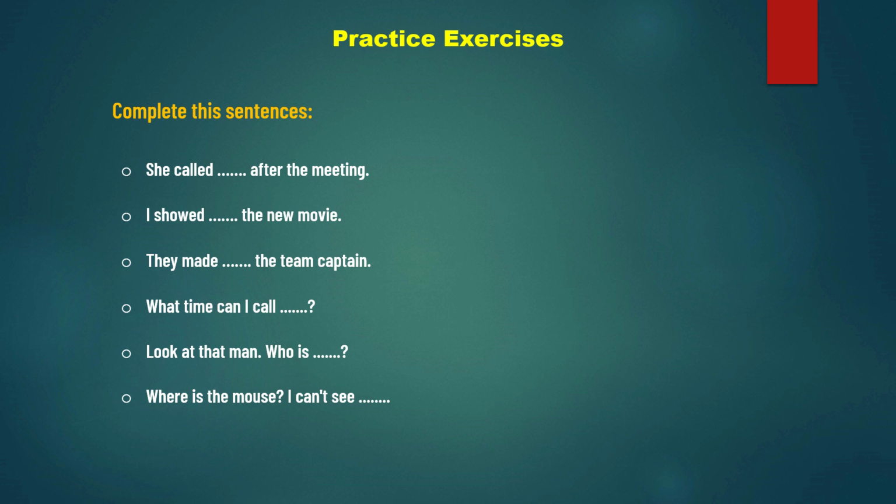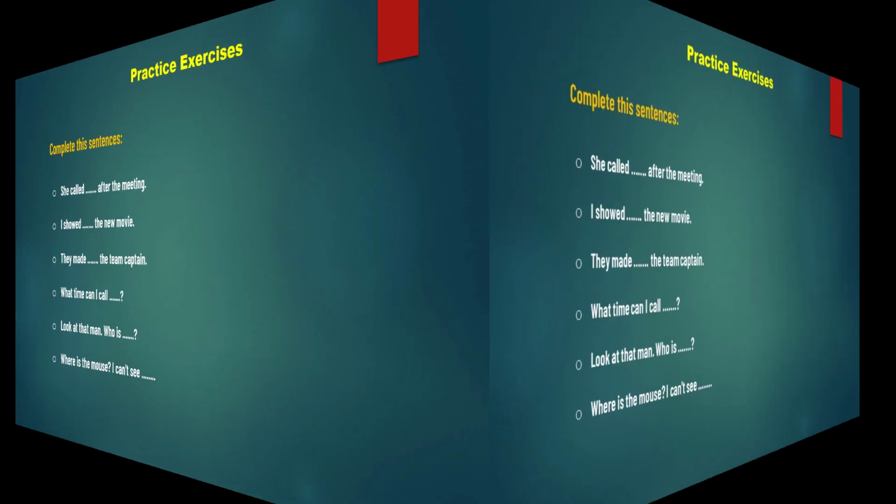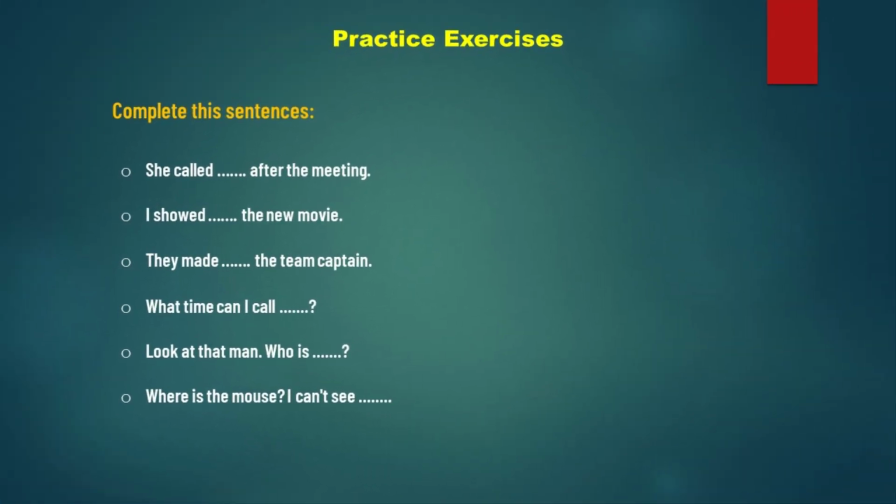That brings us to the end of our object pronoun lesson. You now have a solid understanding of how to use me, you, him, her, it, us, and them as object pronouns. Keep practicing, and soon, it'll become second nature.